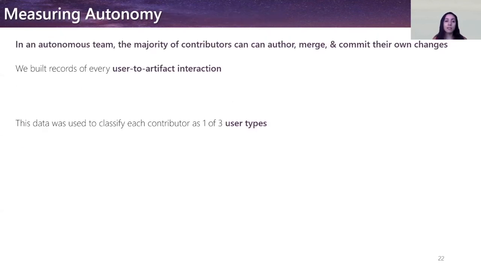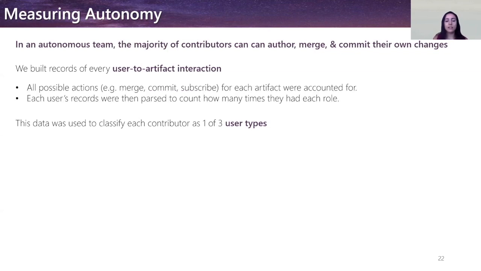Looking at autonomy, we wanted to measure whether a team was autonomous. And to do that, we say if the majority of contributors can author, merge, and commit their own changes, then the team is autonomous. So to detect this, we built records of every user to artifact interaction. And then each user's records were parsed to count how many times they had each role. We classified each contributor into a user type.